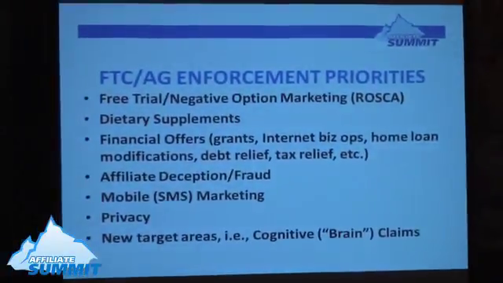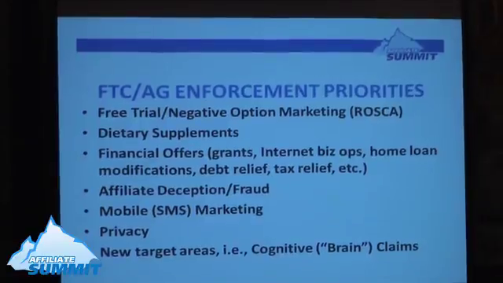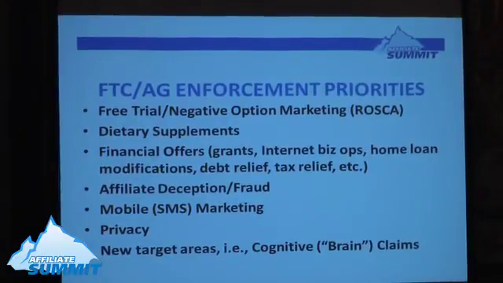Here are the FTC's priorities for enforcement: free trials, negative option marketing, dietary supplements, financial offers, grants, biz ops, home loan modifications, debt relief, etc., affiliate deception, mobile, privacy, and a new claim area that they're targeting now are cognitive claims. Brain performance and memory enhancement claims are now a new FTC priority.